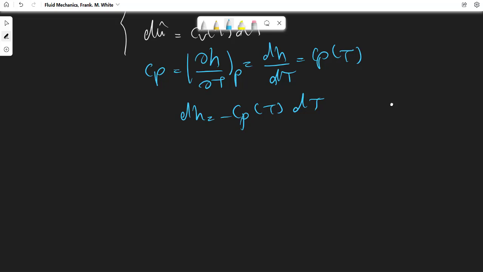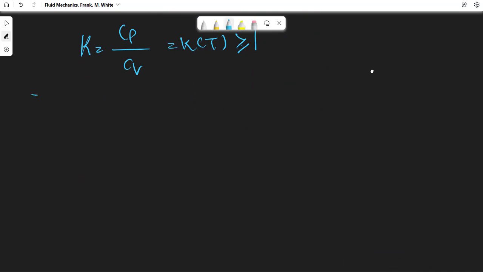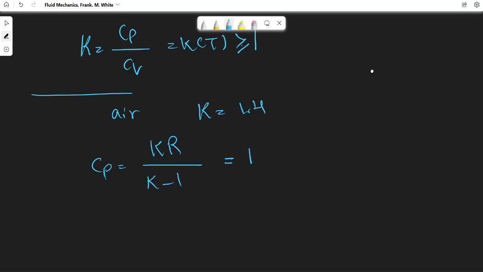The ratio of specific heats of a perfect gas is an important dimensionless property in compressible flow analysis, which is k equals Cp over Cv, is dimensionless and a function of T, and is usually greater than 1. As a first approximation for calculating Cp and Cv for air, we have k equals 1.4. So Cp equals kR over k minus 1, and Cv equals R over k minus 1.